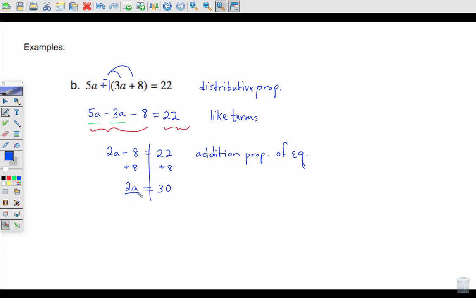Okay, I'm abbreviating. And then I have a 2 coefficient. We get rid of a coefficient by dividing or multiplying by the reciprocal. In this case I'm going to divide by 2. And I find that a is 15. Goodness, was that the answer in the first one too? Look at that. Because I had 15 on the mind. Okay, so division property of equality.